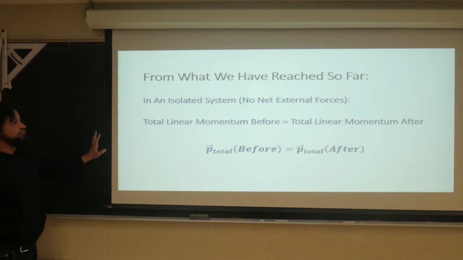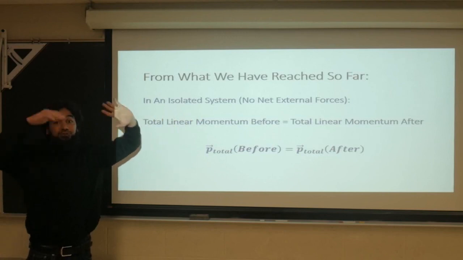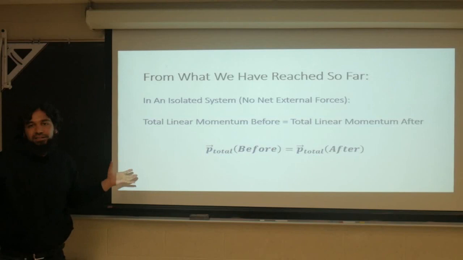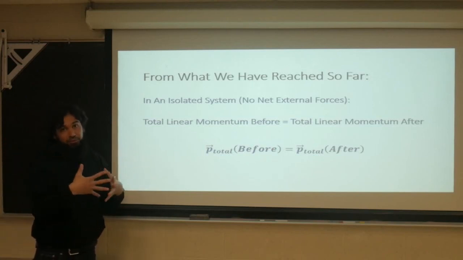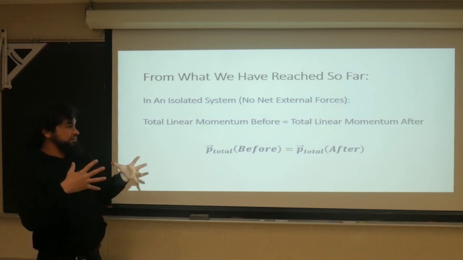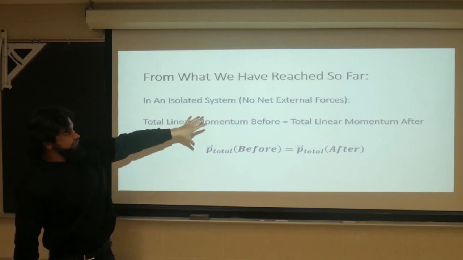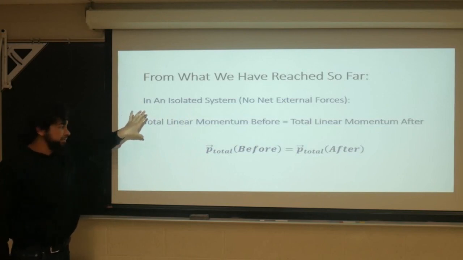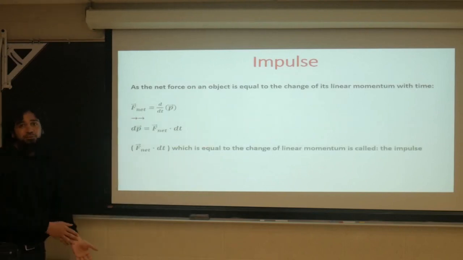Okay, from what we have reached so far, in an isolated system, which means no net external forces, the total linear momentum before whatever process, before the collision or whatever event happens between these objects, before they affect each other by forces, is equal to the total linear momentum after. So the total linear momentum before is the same as the total linear momentum after, and I express it in this way.